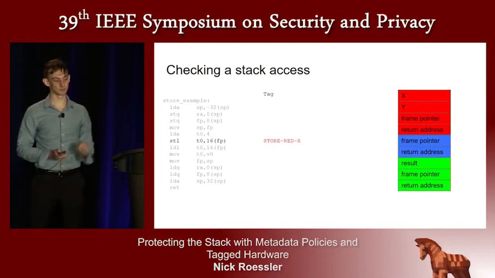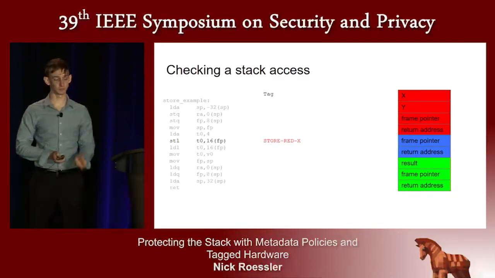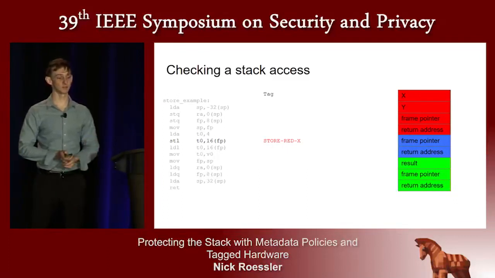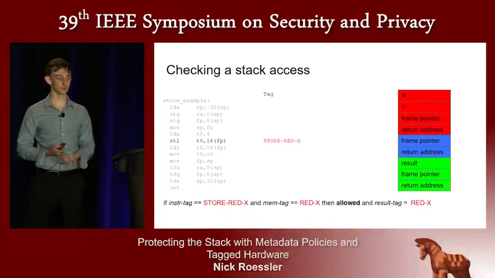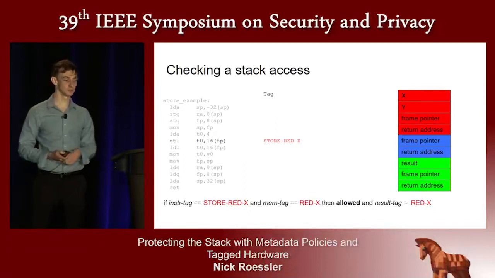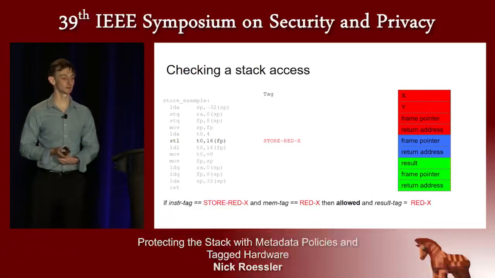I've highlighted the instruction that's doing the store, and we can see that x is at the top of the stack on the right. So we can now communicate the intent of this instruction. That is, it should write specifically to this red x by placing a tag on the instruction. We can then write a rule that says if the instruction tag is store red x and the memory tag is red x, then this operation is allowed, and the result is that the tag should remain red x.